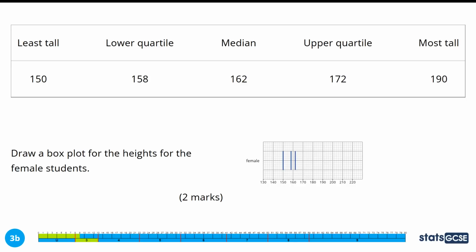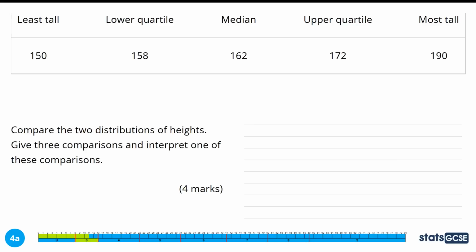Then 172 is going to be there. And then 190 is the most tall. Now we need to join these up properly. So we have our little whiskers here, and then we've got the box here. Make sure I get this right. There we go.